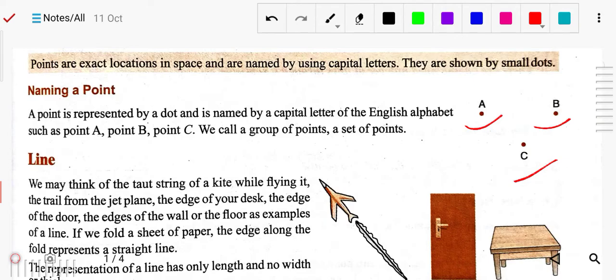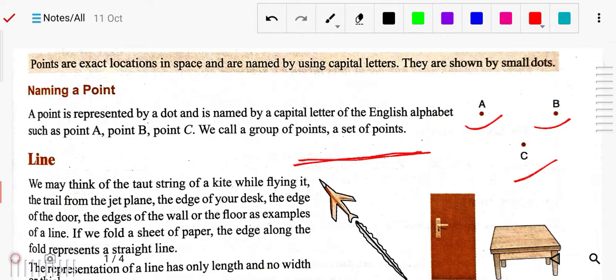Next is your line. So what is line? The representation of a line has only length and no width or thickness. Suppose you just draw it, and this is your line. First of all you should know about line. Line is what? Line has only length. Length means this, you can see it has the length. It has some length, no width, no thickness.